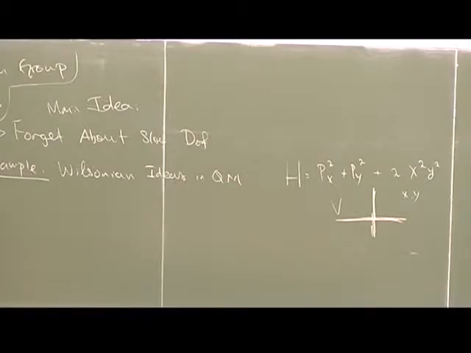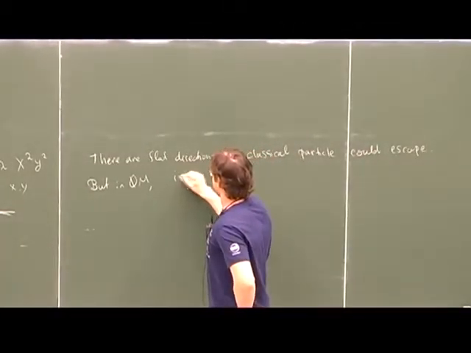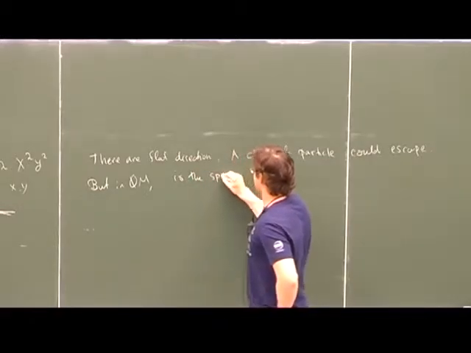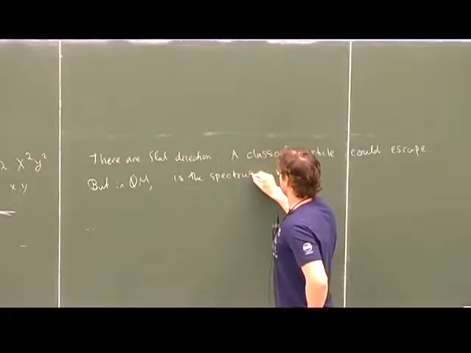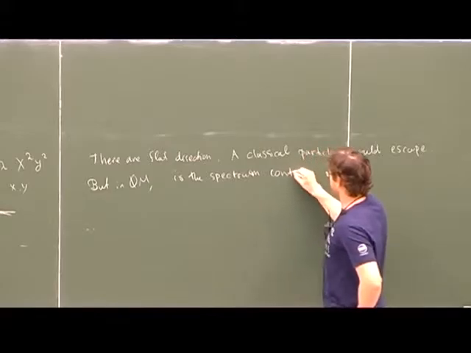one is interested in the question of whether quantum mechanically a particle can escape, or more precisely, whether the spectrum is discrete or not. But in quantum mechanics, it's not a priori clear whether the spectrum is discrete or continuous. So is the spectrum continuous?